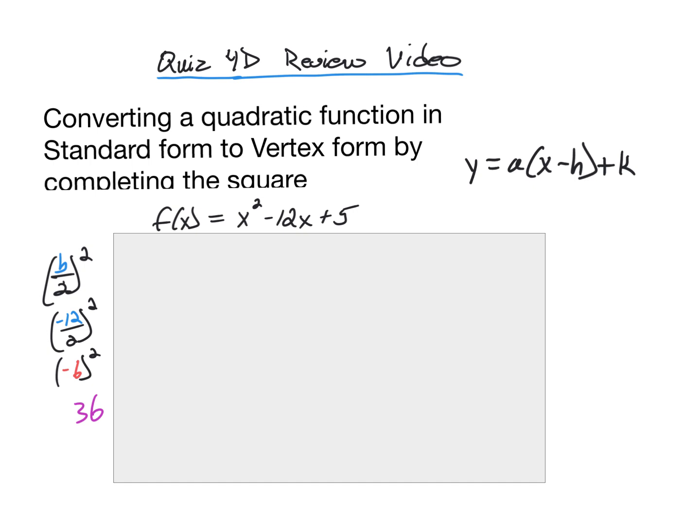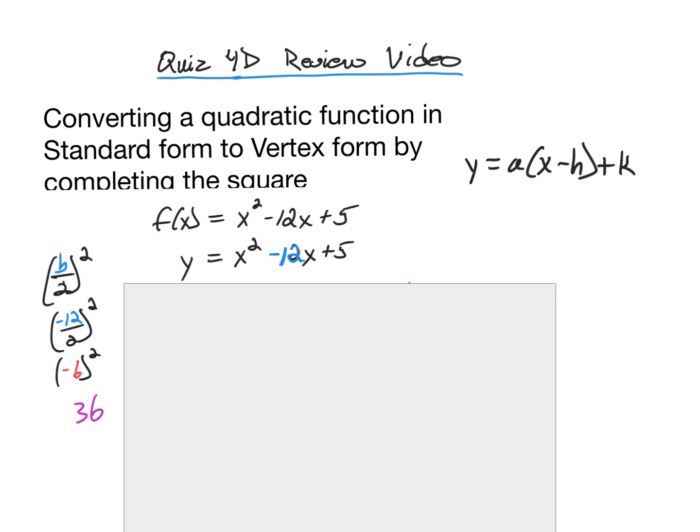So the process for converting it by completing the square, we have to find b divided by 2, or half of b, and then square it. Well, over here, I've worked that out. Half of negative 12 is negative 6. And then when you square negative 6, you get 36. So what we're going to do is add and subtract 36 to this function. I'll show you that here.